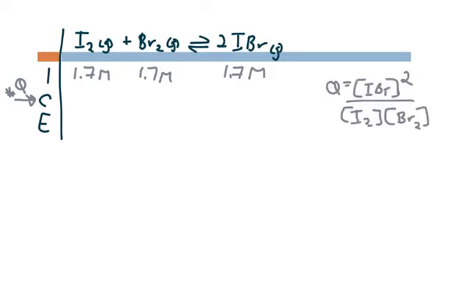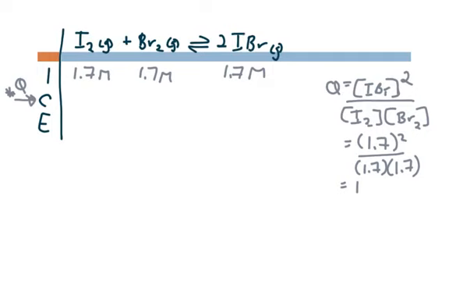So Q and K, remember, are the same formula. It's concentration of products divided by concentration of reactants. Coefficients become exponents. Then we're going to substitute our values in. So Q, when we substitute our values in, is equal to 1. Once again, that's not always going to be the case, but it is the case in the last couple of examples. And now we have to compare it to K.